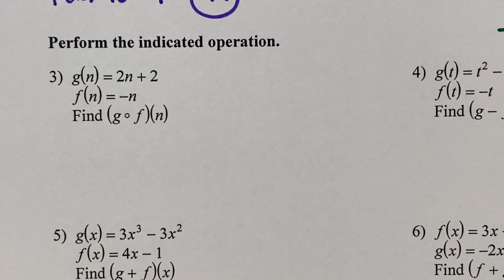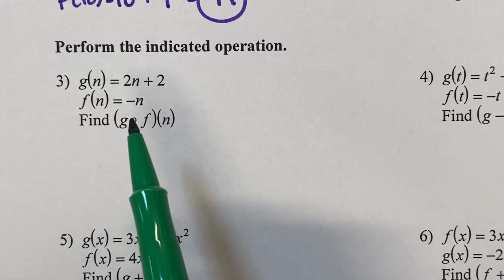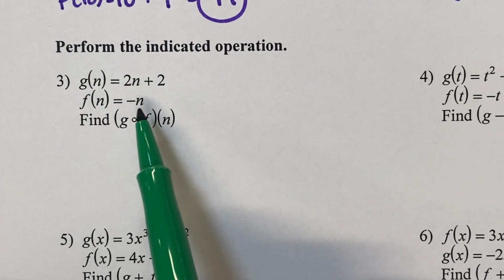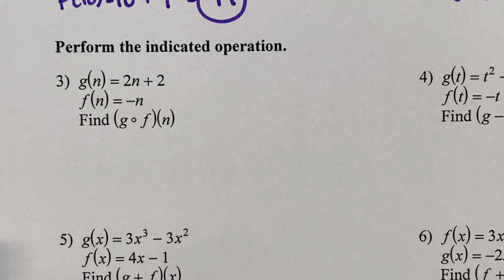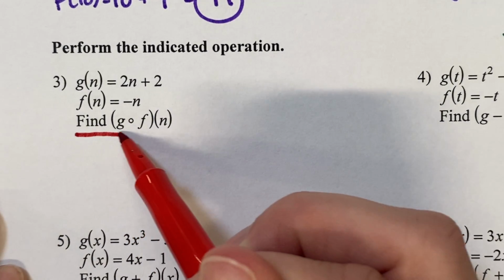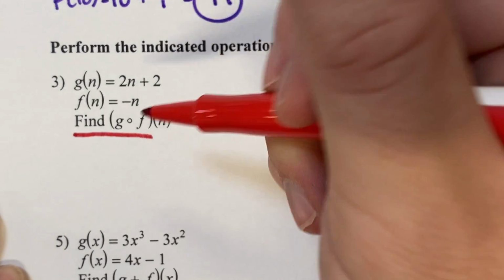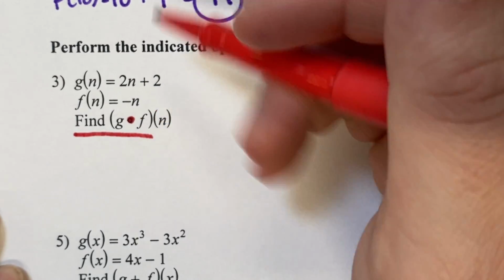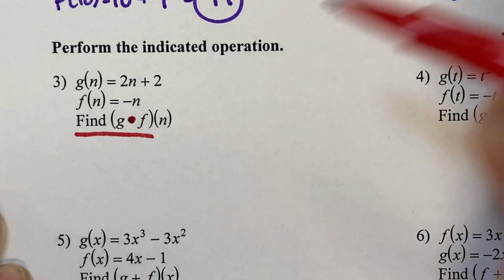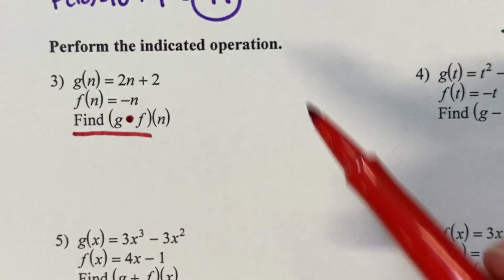For numbers 3 through 6, it's asking us to perform the indicated operation. Notice now that we're given two functions. We have g of n as this one, and f of n as that one. What is it actually trying to have us find? Find g of f of n. This means we are going to multiply. I'm going to change that to a multiplication symbol, just a dot in there, to make sure that we're multiplying.